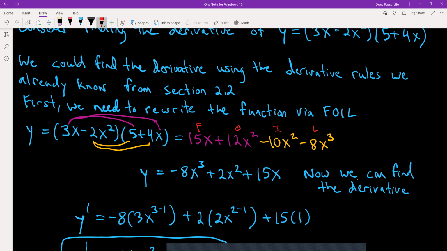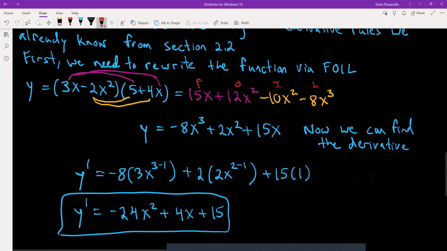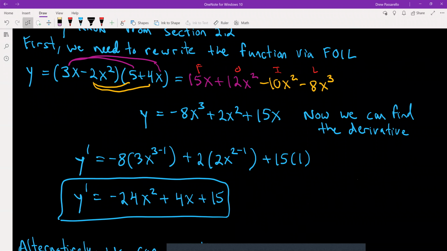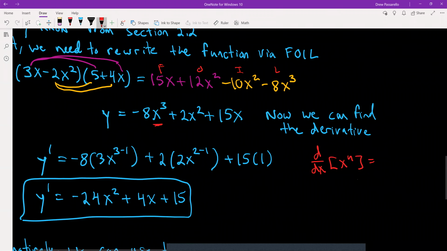All right, so now I can find the derivative using the rules that we already know. And that's what's happening here. So I factor out the negative 8 and then focus on taking the derivative of x cubed, and that's using the power rule. All right, so the power rule is what I'm writing down right now. That's what I'm applying to the x cubed.